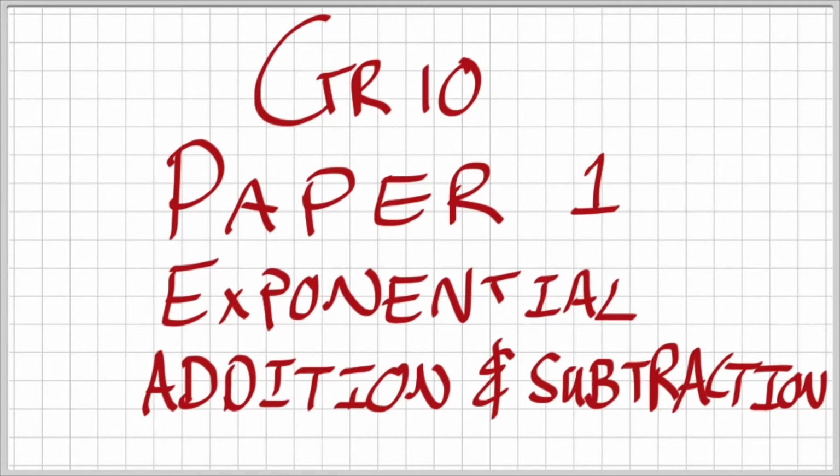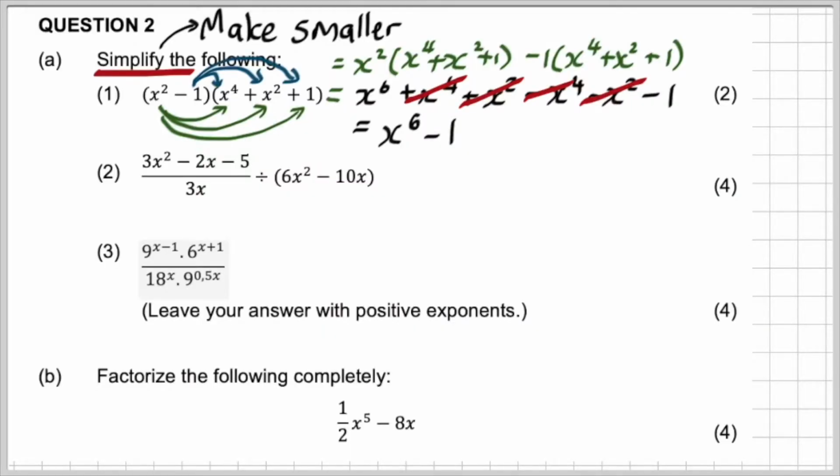What kind of questions can you expect in an algebra exam paper? Now, this specific question is about exponential addition and subtraction, and it will kind of slip in as part of an algebra question. So in this one, there was question A and B, which we handled in the previous videos. This is actually question C.